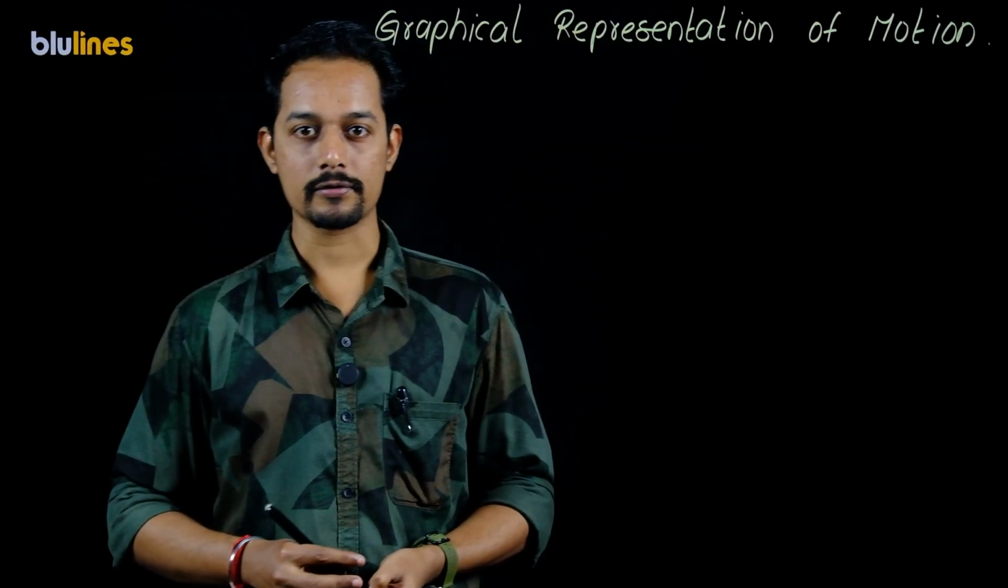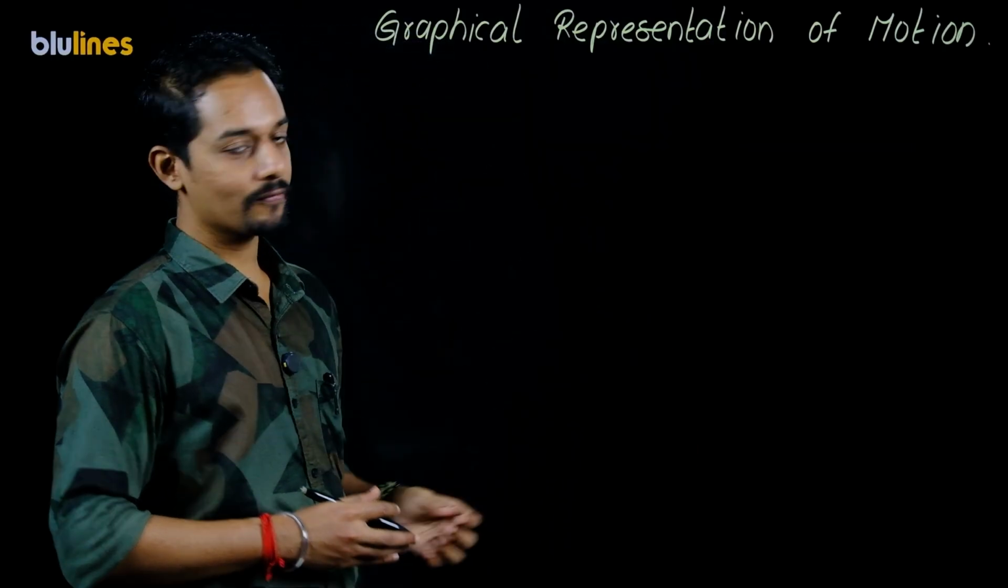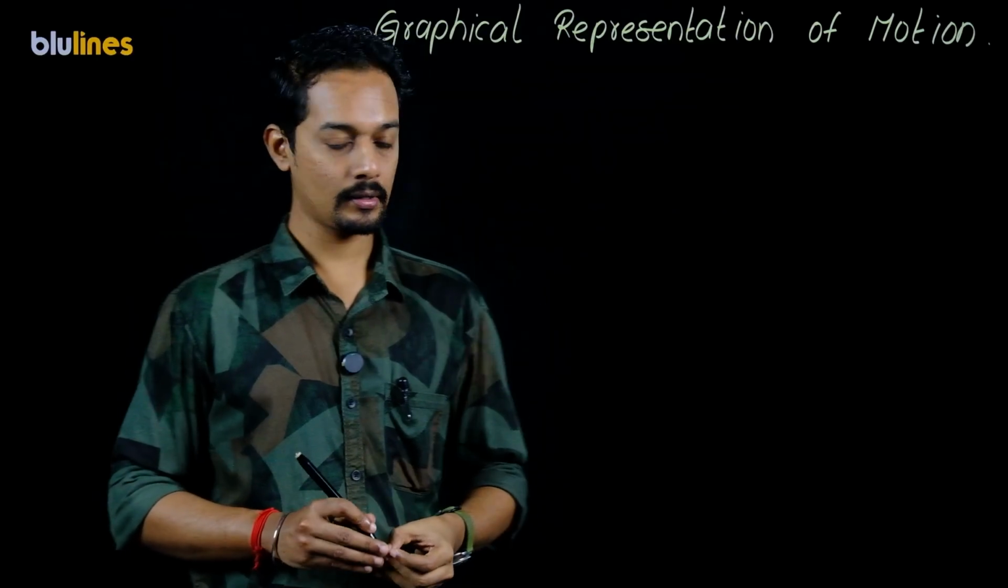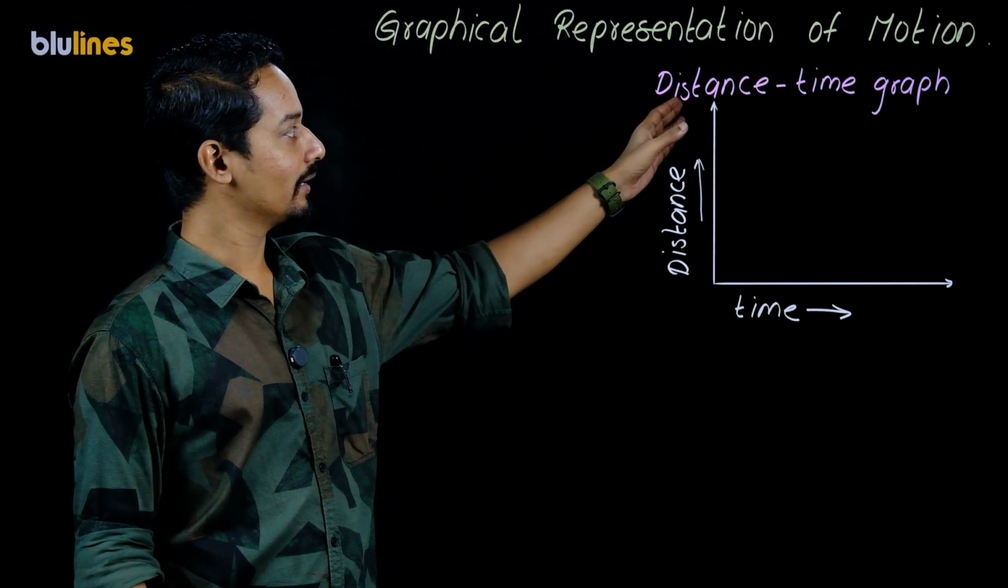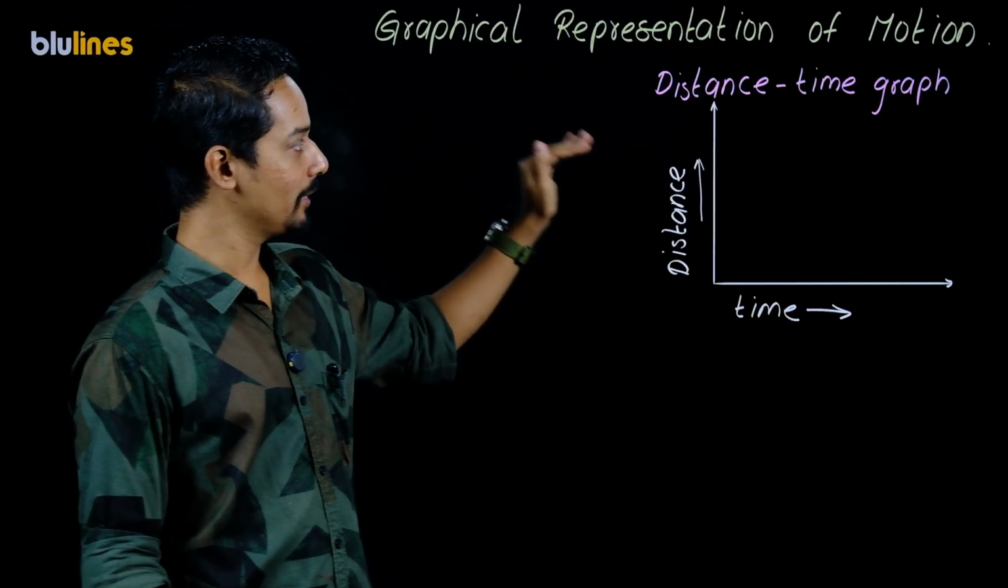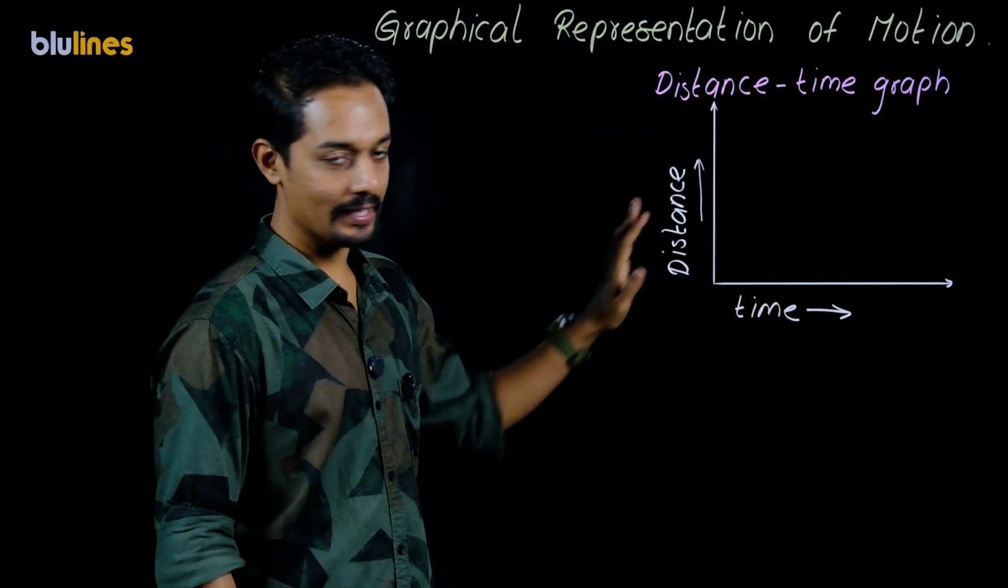To study motion, we often use graphs. Graphical method of representation of motion. Here we have a distance time graph. So what do I mean by that? Distance is on the y-axis and time is on the x-axis.